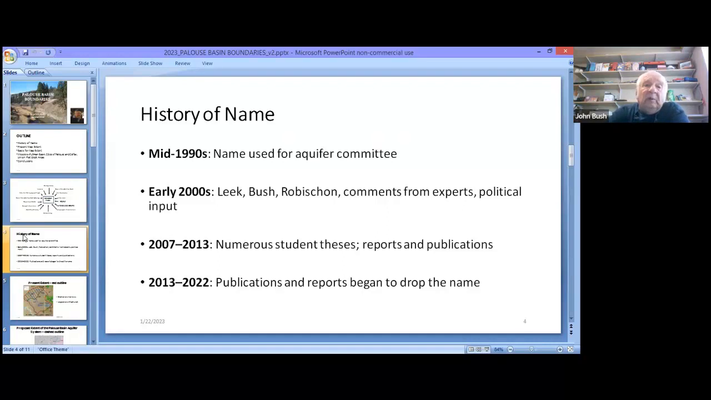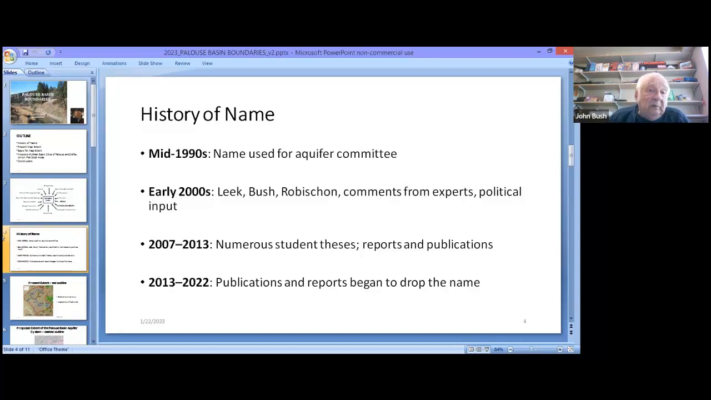The people were concerned about the water level drop way back in the 1940s. So the committee met off and on for years. It had the name Moscow-Pullman Basin. In the mid-90s, the present committee name was proposed and accepted. It's called the Palouse Basin Aquifer Committee, for short, PBAC.